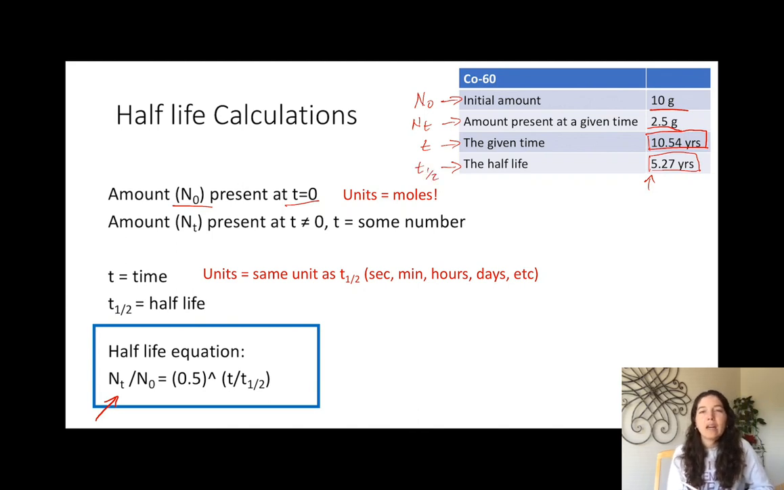So you could be given any combination of these variables. One of them will be left out, and you'll be asked to solve for the other ones. So remember that this needs to be converted to moles before it can be put into our half-life equation.